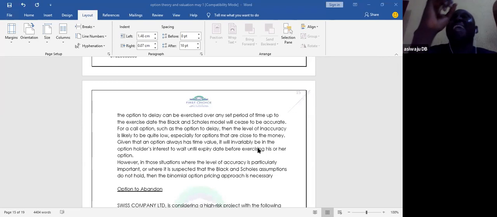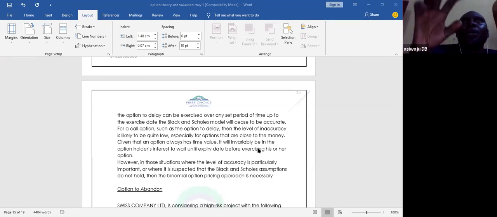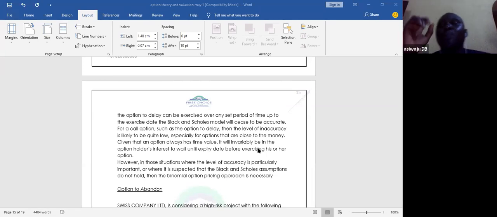Where a company has an exclusive right to a project, and that project involves a great deal of uncertainty, instead of committing money immediately, the company can delay the project for like 1, 2, 3 years so that you have a better view of that project. When you have that patent price, you can exercise your option to delay for like 2, 3, 4, 5 years.